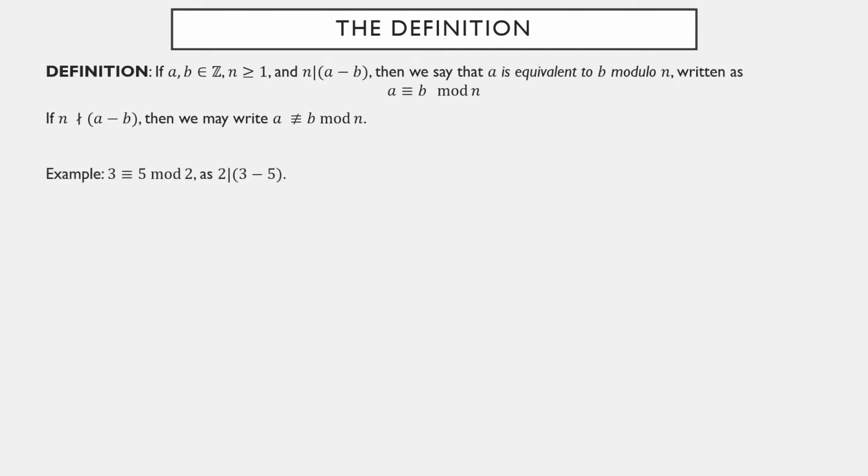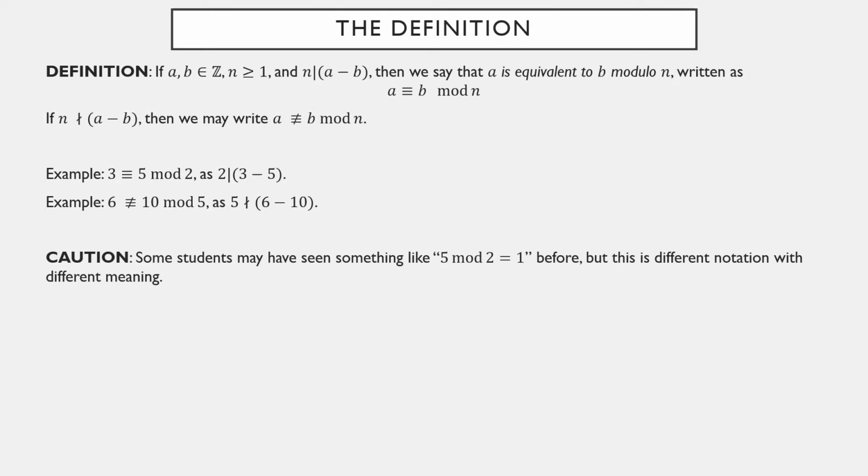So for example, 3 ≡ 5 mod 2 is a true statement, since 2 is a factor of the difference, 3 minus 5. 3 minus 5 is negative 2, and 2 is a factor of negative 2. So therefore, 3 is equivalent to 5 modulo 2. 6, however, is not equivalent to 10 modulo 5, as 5 is not a factor of the difference 6 minus 10.